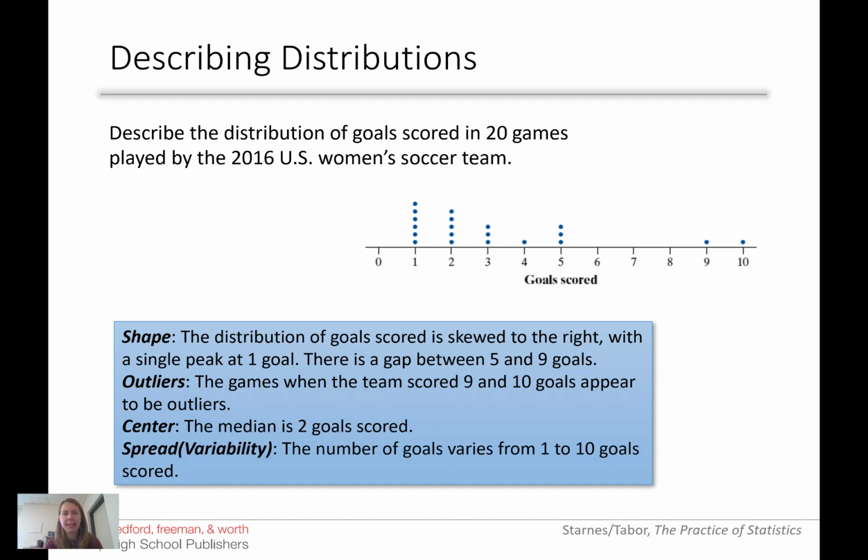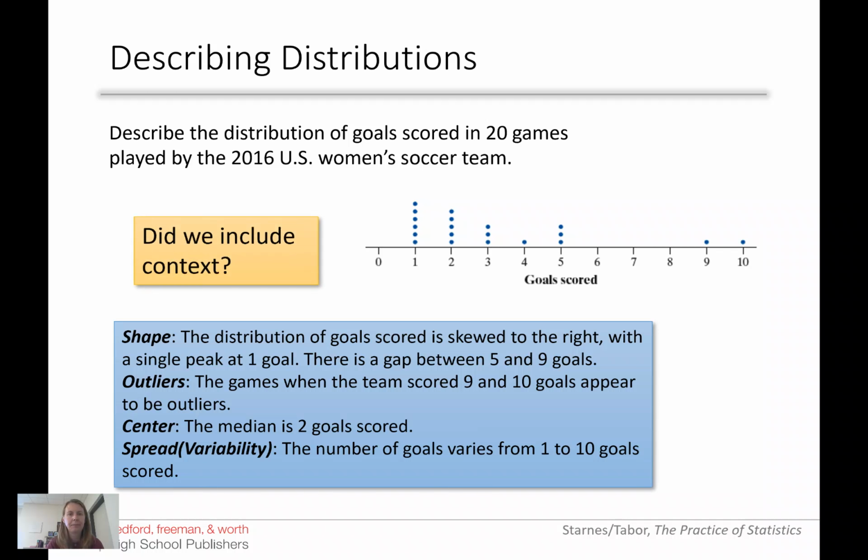All right, and then the spread, if you're doing range, it's from 1 to 10. We're going to quickly go into just giving the IQR. And notice we have context, all talking about goals.